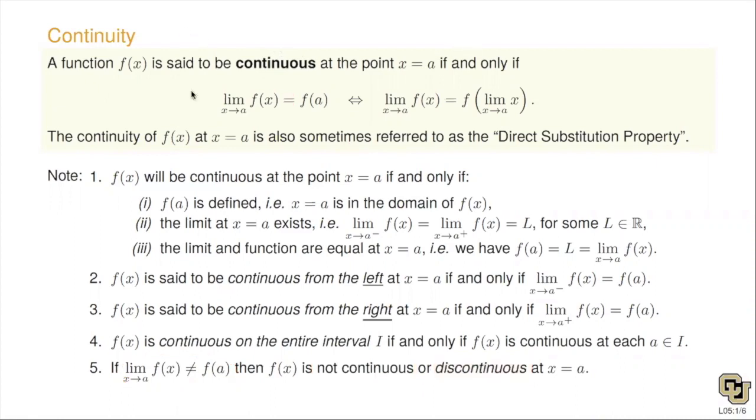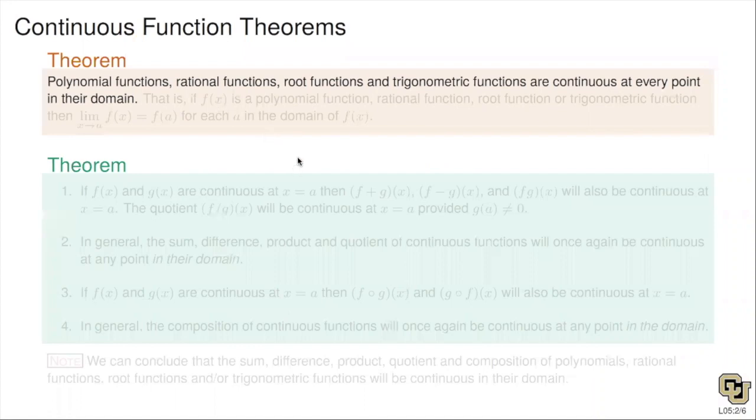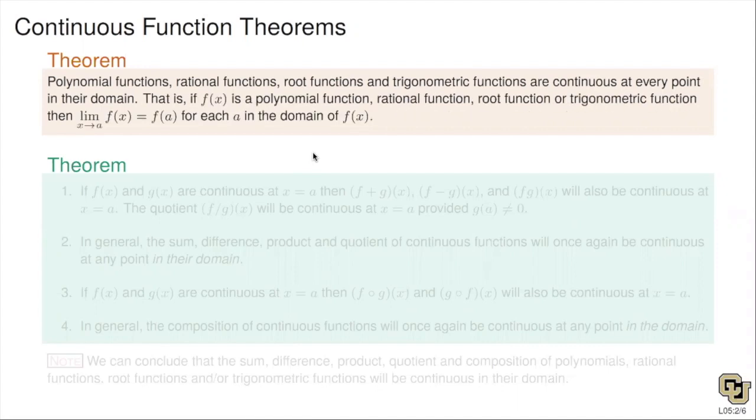So now we have some nice theorems, and these are facts that we've known, but now we formally know it: polynomial functions, rational functions, root functions, and trig functions are all continuous. Let me say that again. If f of x is a polynomial function, rational function, root function, or trig function, and I'm trying to find the limit of f of x as x approaches a, all I have to do is plug in the a.